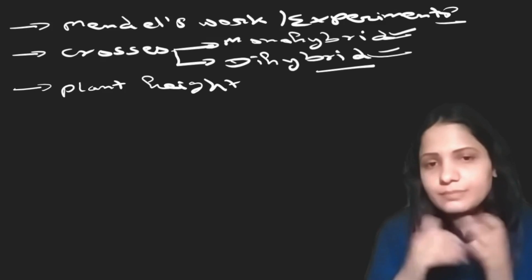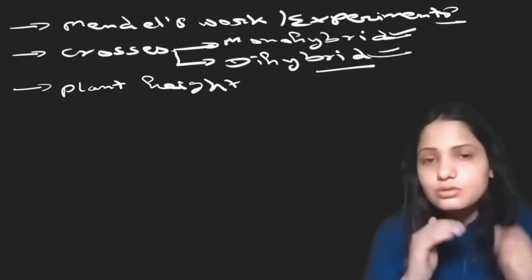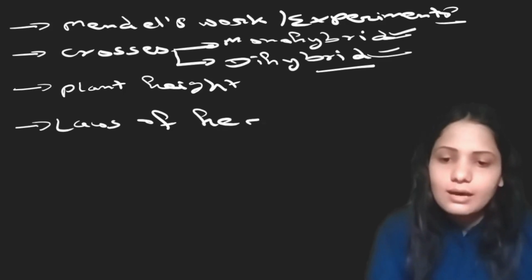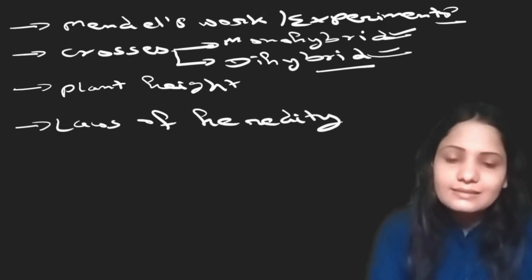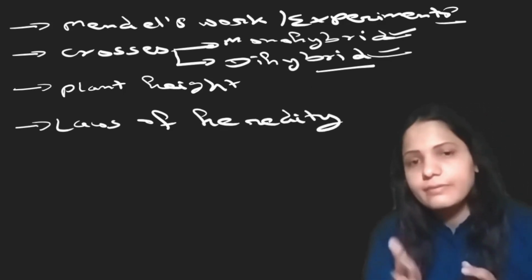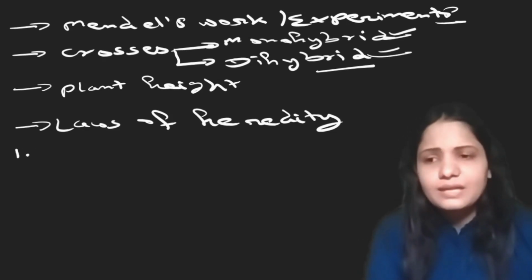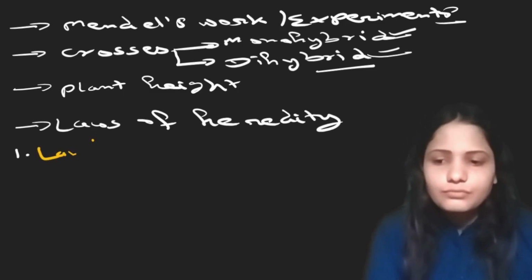After all this experimentation, he concluded certain laws of heredity, and these laws tell us how the characters, how the traits are transferred from parents to their progeny. Now, what are the laws of inheritance which were concluded by Mendel? First is the law of dominance.